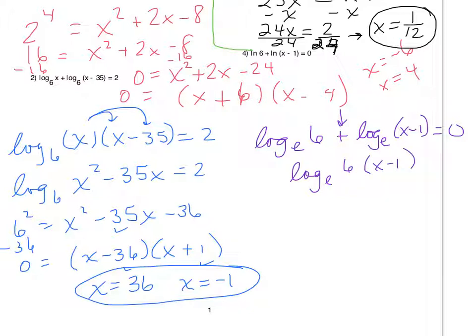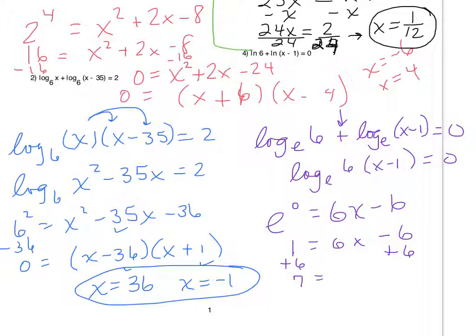Distribute that 6. So e to the 0 equals 6x minus 6. E to the 0, anything to the 0 power is 1. And I moved that 6 over at this time, and that's how you get 7. And then get rid of your 6. So 7/6 is your answer, and you're going to leave it as just 7/6. Okay, that was good.